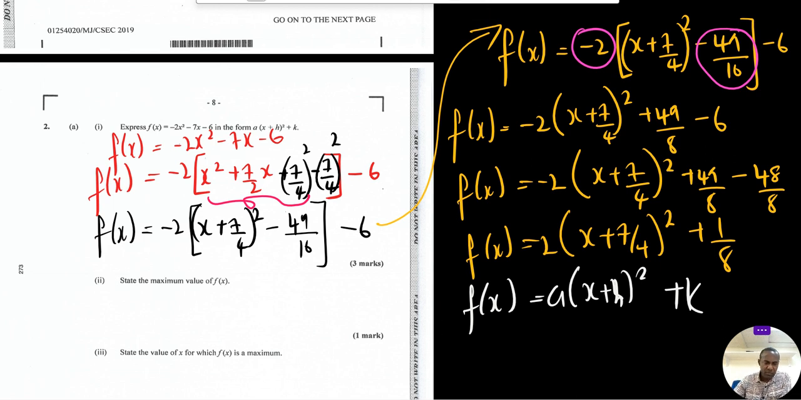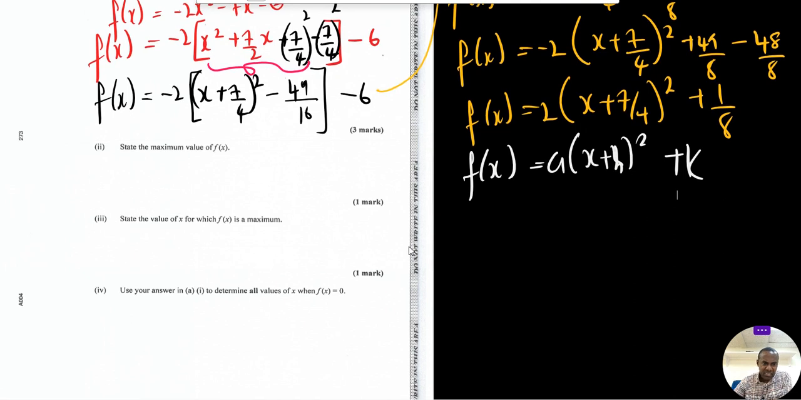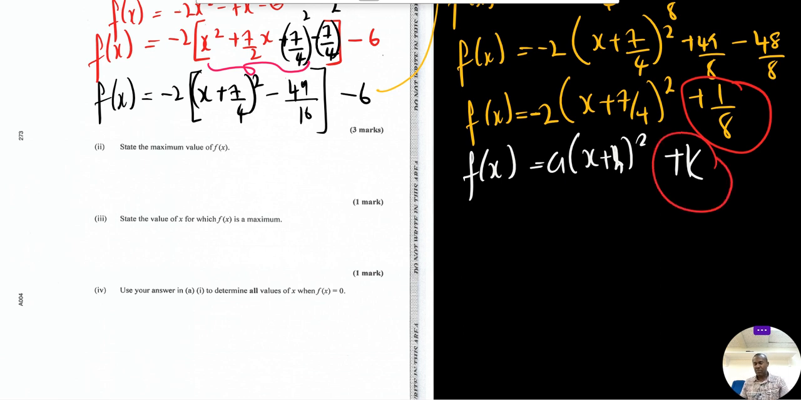Now, what's the next part of the question? The next part of the question says, state the maximum value of f of x. Now, if you look, oh, sorry, this is supposed to be a minus 2. I forgot the minus sign right here. So this is equal to minus 2. Now, whenever we complete the square of the quadratic, then the value outside here, which of course is k, is always going to be the y-coordinate of the turning point, right? So the y-coordinate of the turning point is this value out here by itself.